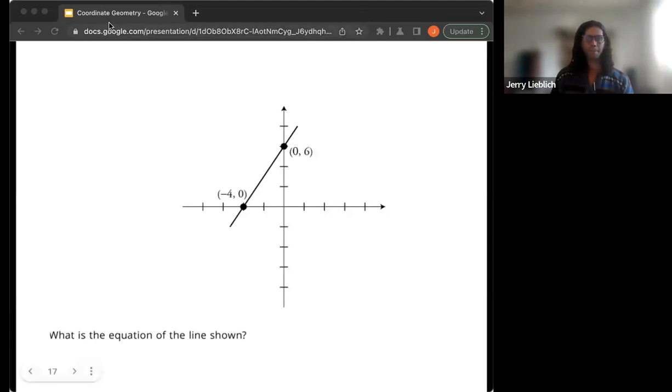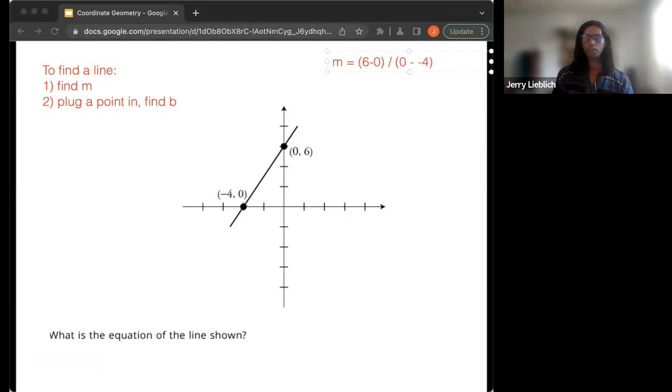Okay. So to find a line, first we find m, and then plug a point in and find b. So let's get m here. Remembering m is the change in y over the change in x. Say 6 minus 0 over 0 minus -4.